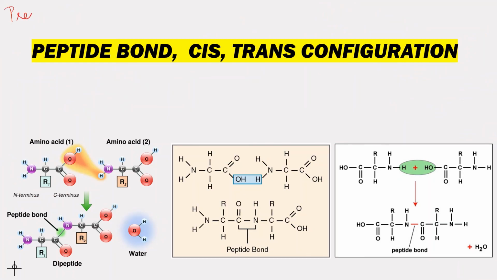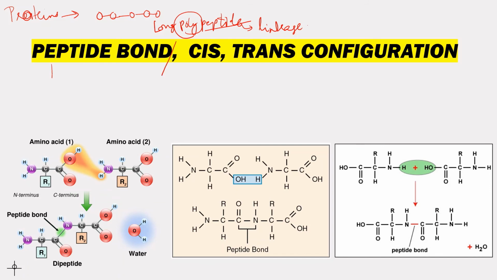So now we'll study about proteins. And how are proteins formed? Proteins are formed when amino acids combine together to form a long polypeptide chain. We call the peptide bond also the amide bond, which is formed because of the condensation reaction, or also the dehydration reaction, between two amino acids.